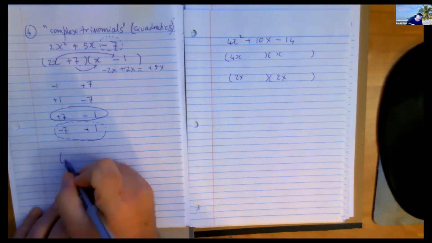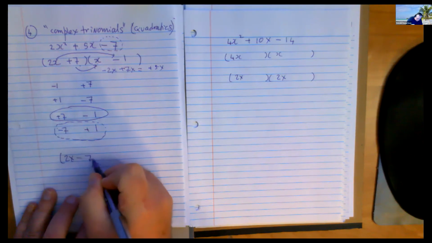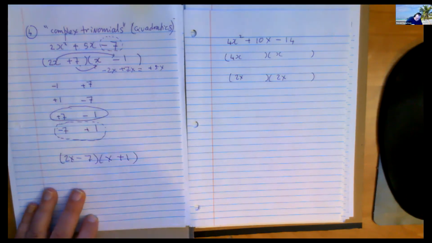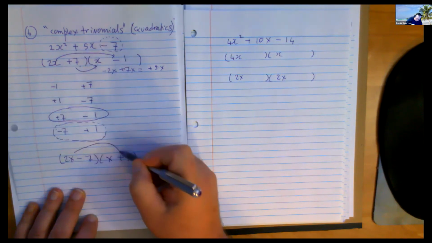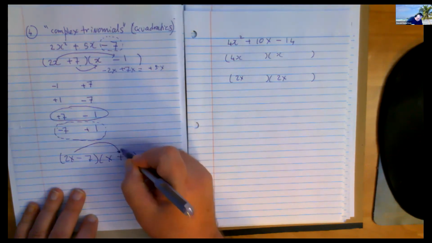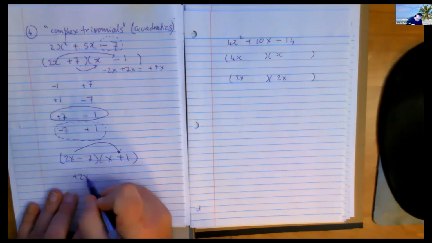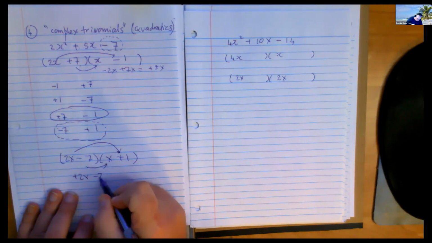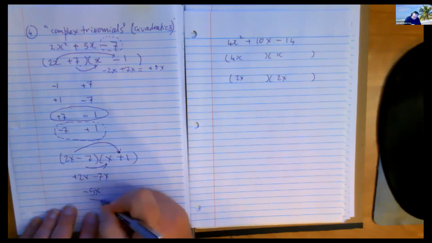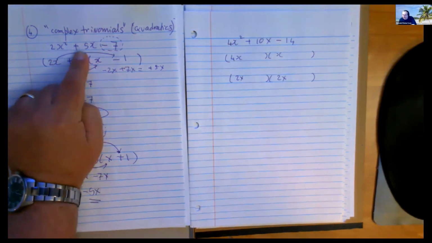So I would end up with 2x take away 7, and I'd also end up with x + 1. So when I go this way, did I just write? Yeah, I'm good. I go this way, I get +2x, and when I go this way, I get -7x, and that gets me -5x. And I look and I say, darn it, I wish that had been plus.